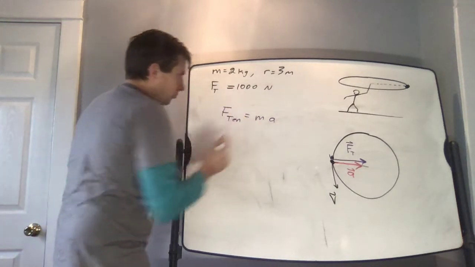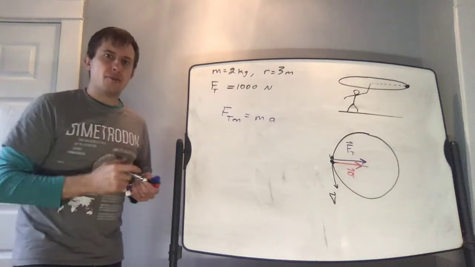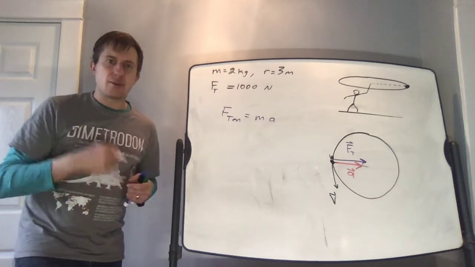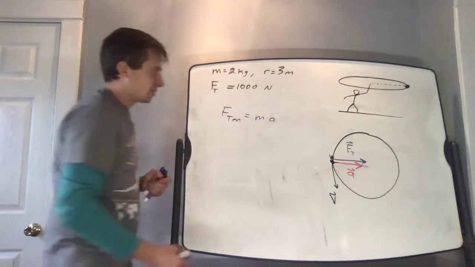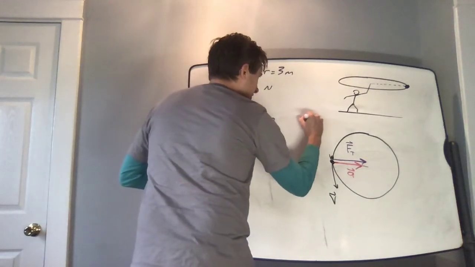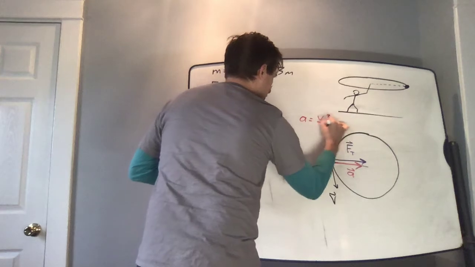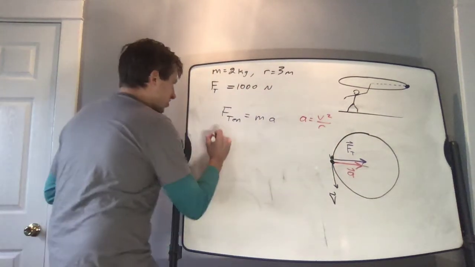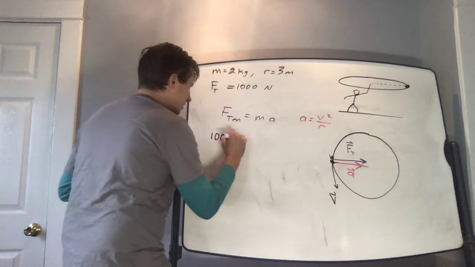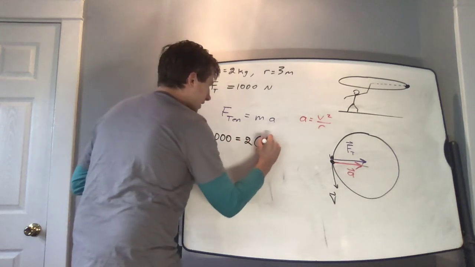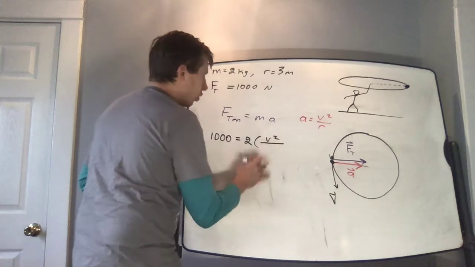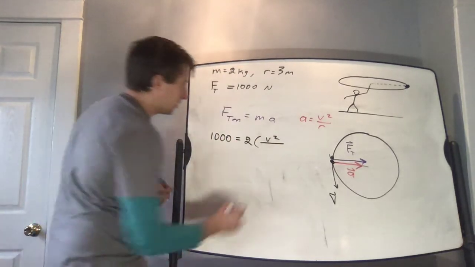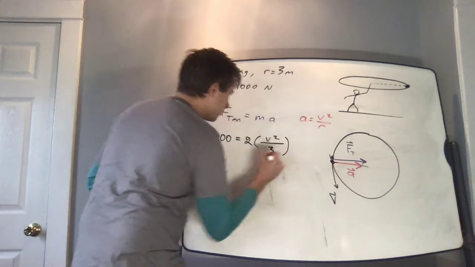Now, the acceleration of the rock will have a magnitude v squared over r. We said that anytime an object moves in a circle at constant speed, the acceleration is going to be v squared over r. So I could write the tension force of 1,000 newtons is equal to the mass of the rock times v squared over the radius of the loop that the rock is traveling around. So that would be 3 meters.